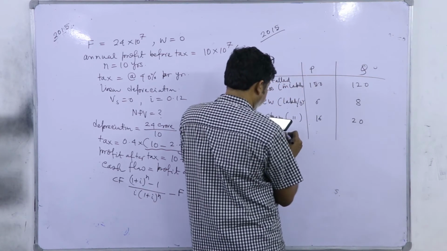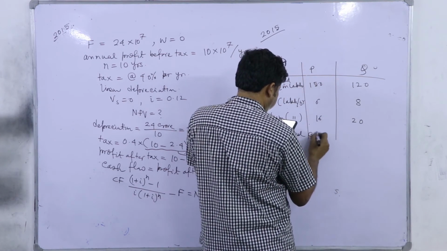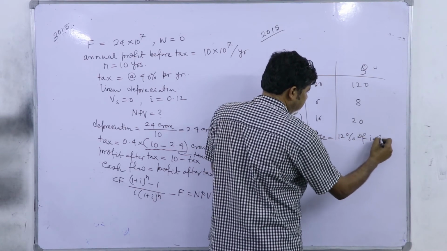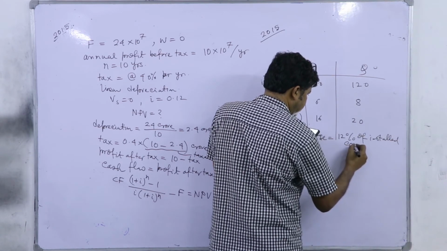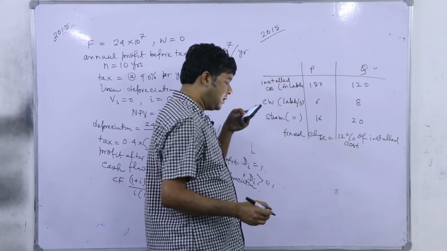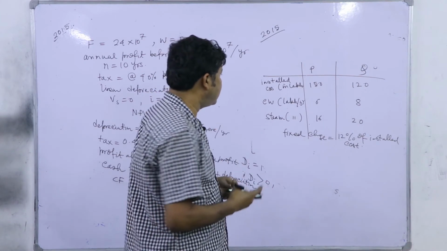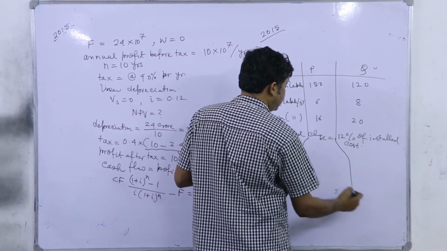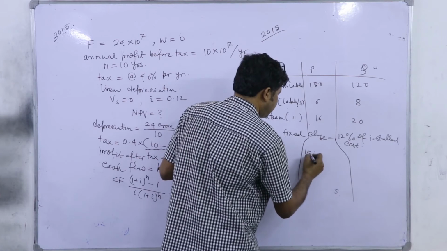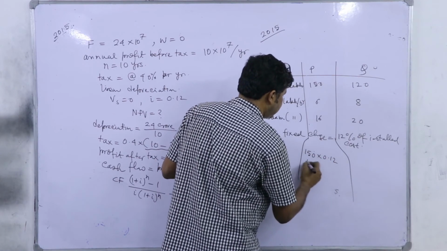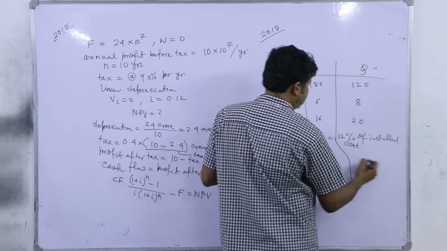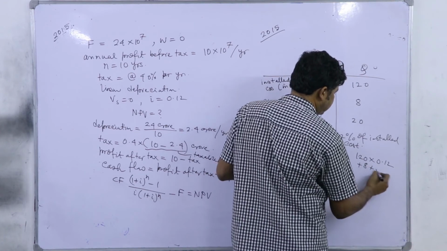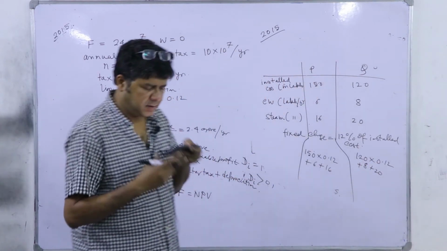The annualized fixed charge is 12% of installed cost. Based on the above numbers, what is the annual cost of the better option? So, you have to calculate the annual cost of both, right. Here the annual cost will be 150 into 0.12 plus 6 plus 16, and here the annual cost is 120 into 0.12 plus 8 plus 20. So, whichever is lower will be my answer.